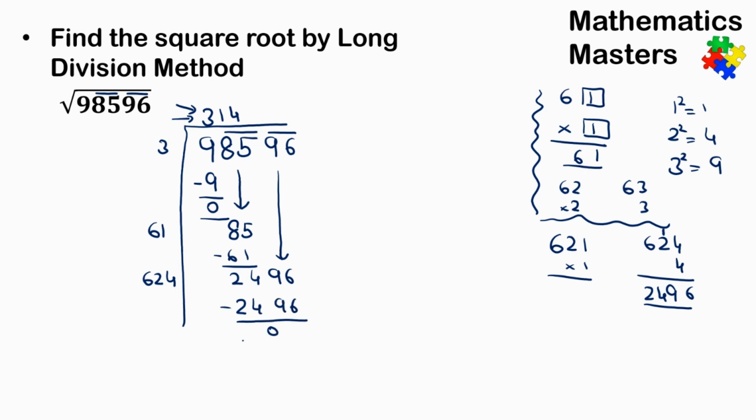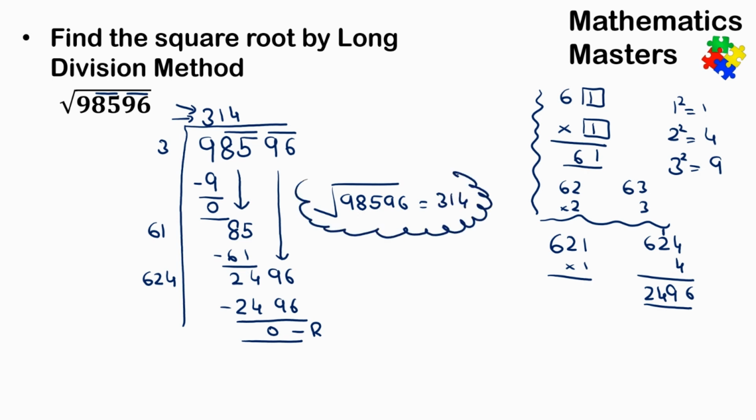So the result is 0. The remainder is 0. Therefore, the square root of 98,596 is 314. So that is how we can calculate the square root of a bigger number like this using the long division method. Again, the long division method is very helpful because it will be able to calculate the square root of larger numbers. Also, it's very much precise and crystal clear.